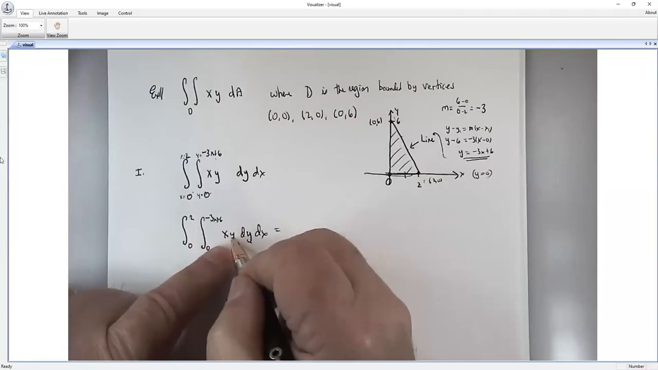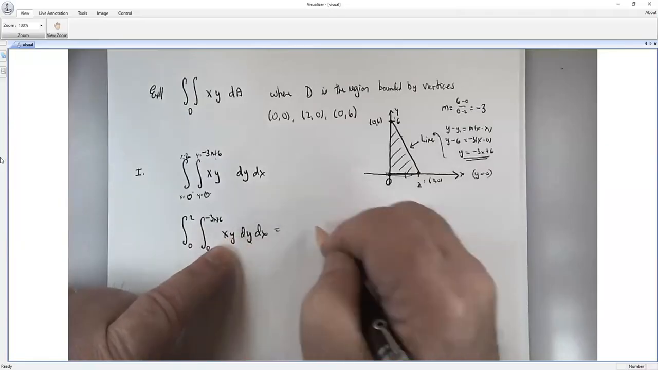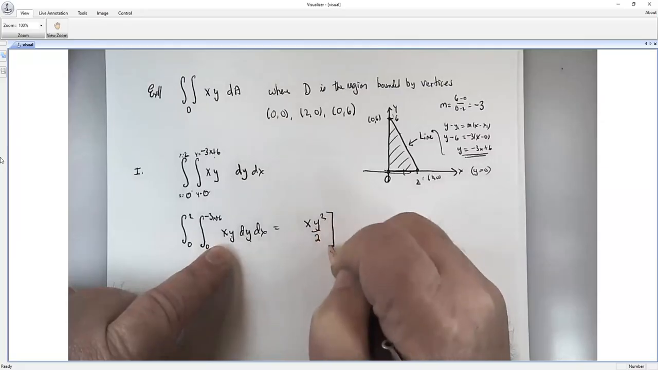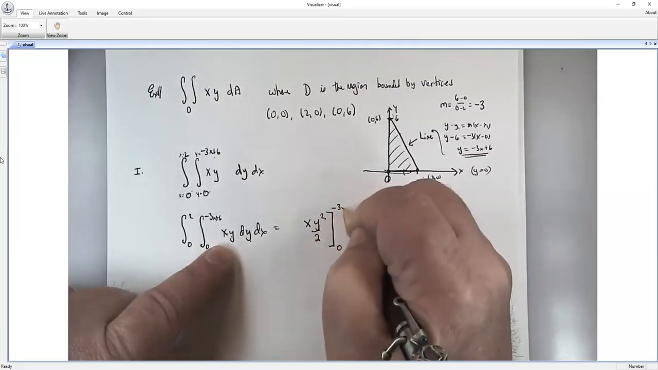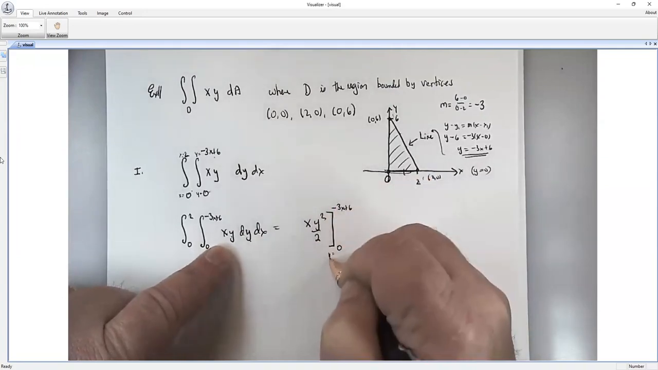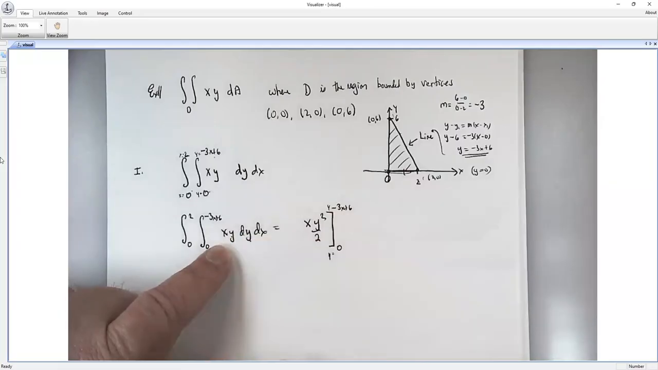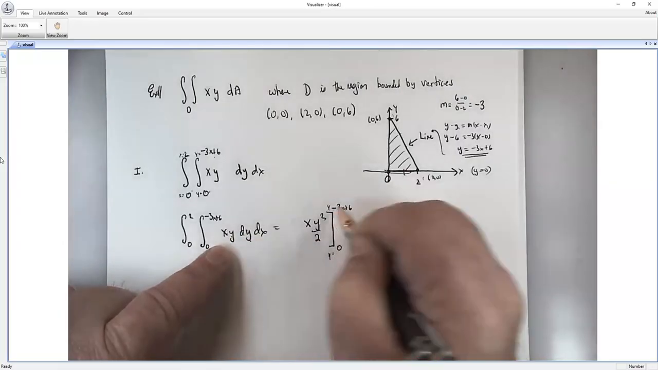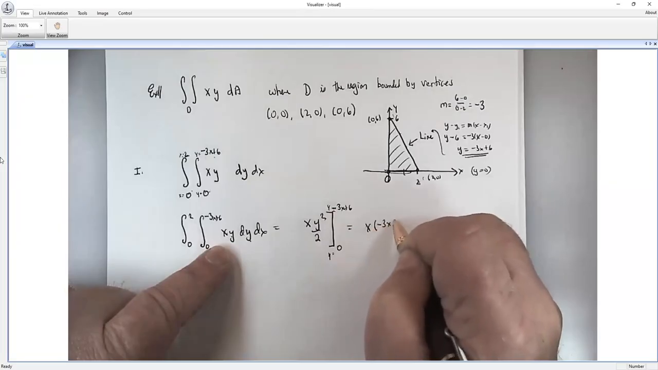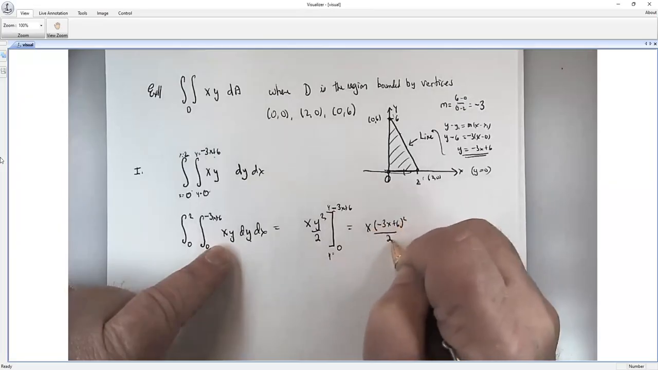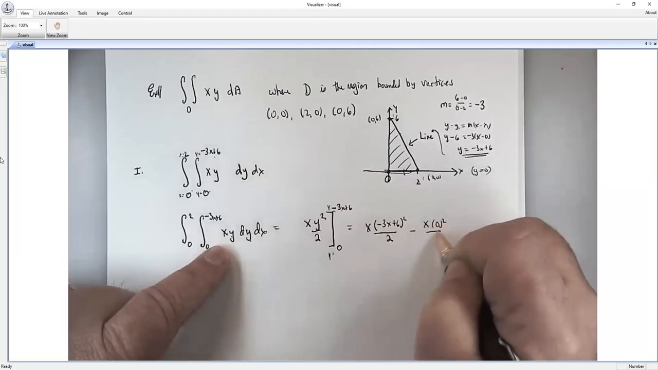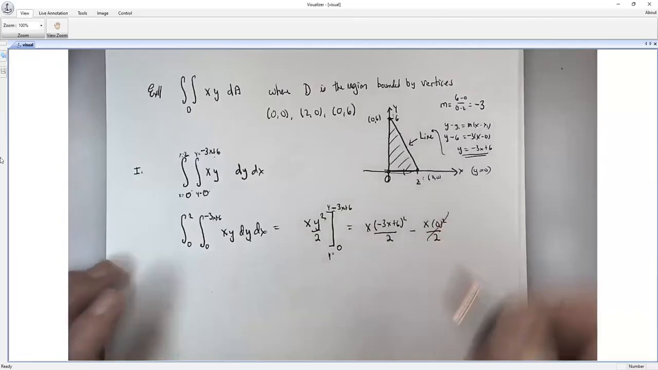X is constant, integral of y would be y squared over 2. So this would be x times y squared divided by 2, evaluated from 0 to negative 3x plus 6. And again, these will be y numbers. We're replacing y. Plug in top minus plug in bottom. I end up getting x times negative 3x plus 6 squared divided by 2 minus x times 0 squared divided by 2. Well, that part's going to go away.